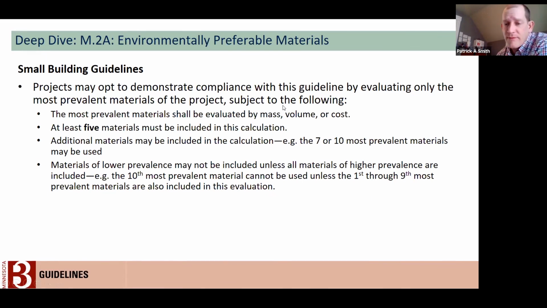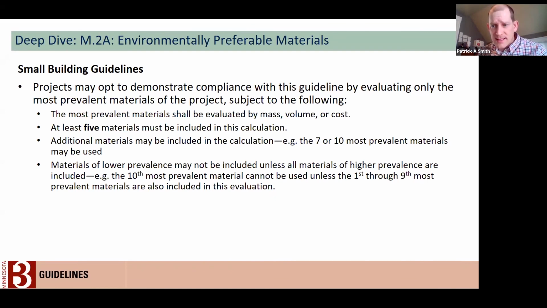or by volume. Likely, if you're not doing a whole building LCA, you don't have the mass or volume number. If you are doing a tally or other roll up, you do have that. So it's likely cost is how this will be used. We're looking for the 5 most prevalent by the criteria that you're listing. So it could be the 5 most costly materials. It could be the 5 heaviest materials, etc. But just for the 5.